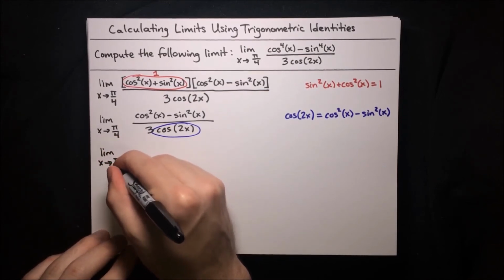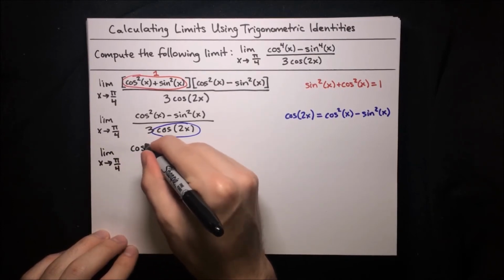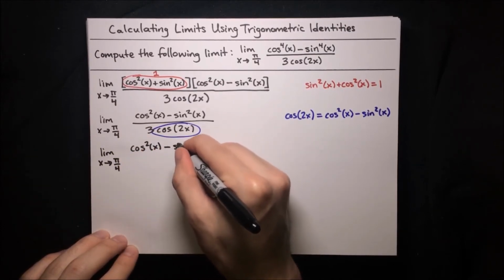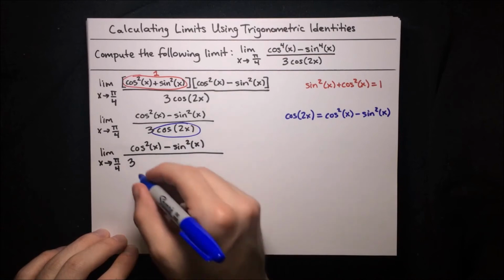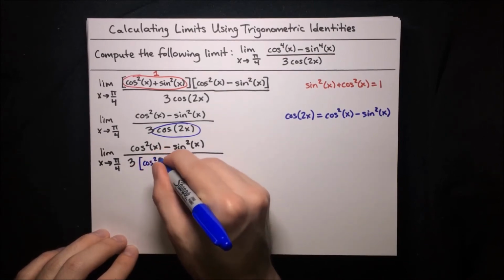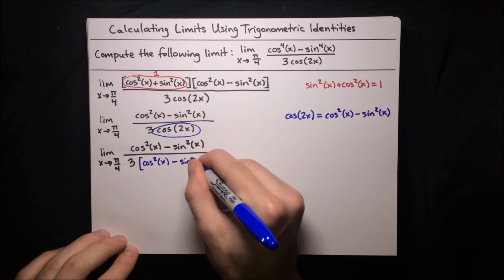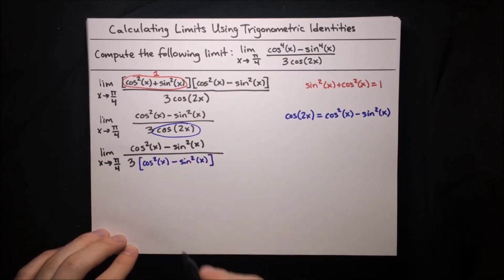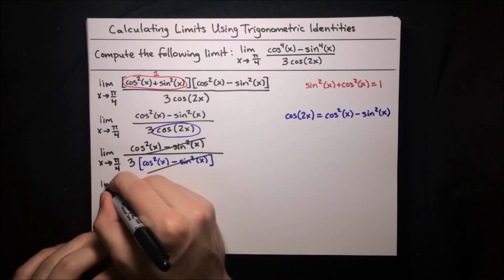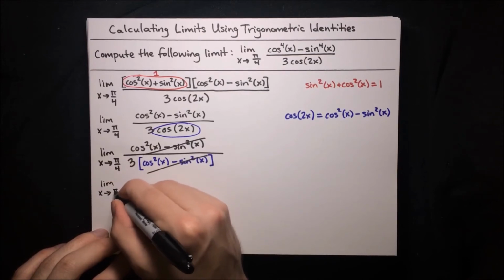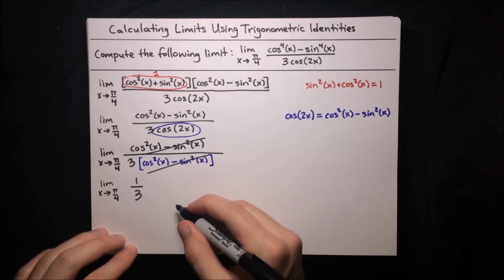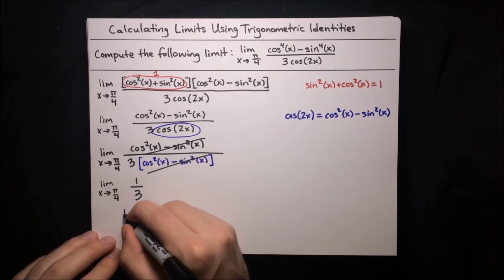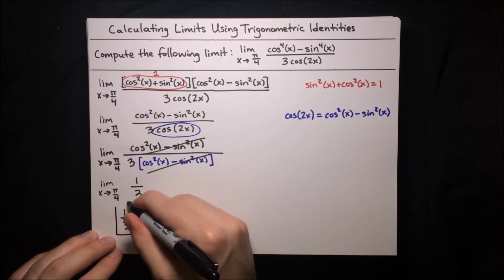Limit as x approaches pi over 4 of, in the numerator, cosine squared minus sine squared. And then in the denominator, 3 times this expression, cosine squared minus sine squared. So these cancel out of the numerator and denominator, those factors, and the limit simplifies a whole bunch. Now it's just the limit as x approaches pi over 4 of 1 over 3. And direct substitution on this limit, well, there's no x in the limit, so it just stays as is. It's just 1 over 3, 1/3. So there we go, that's the limit.